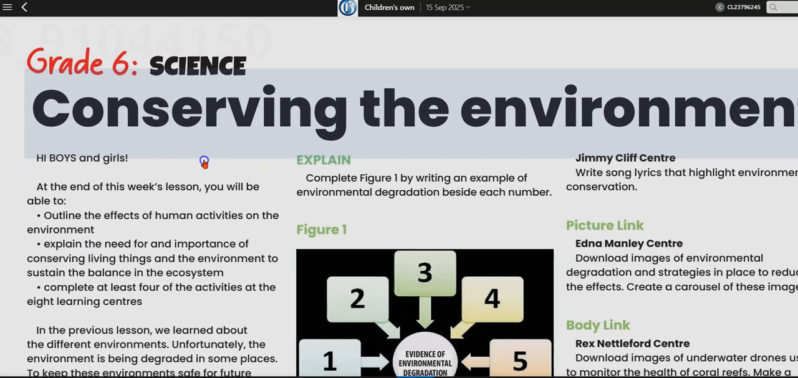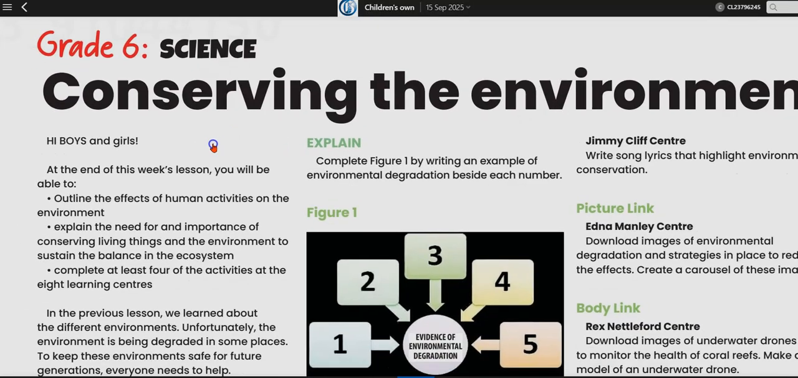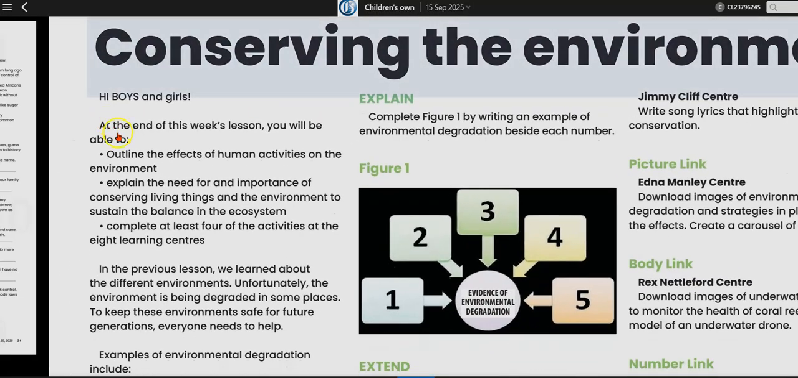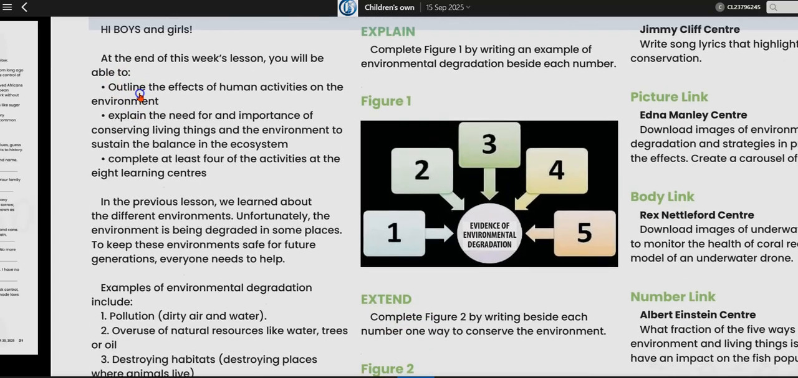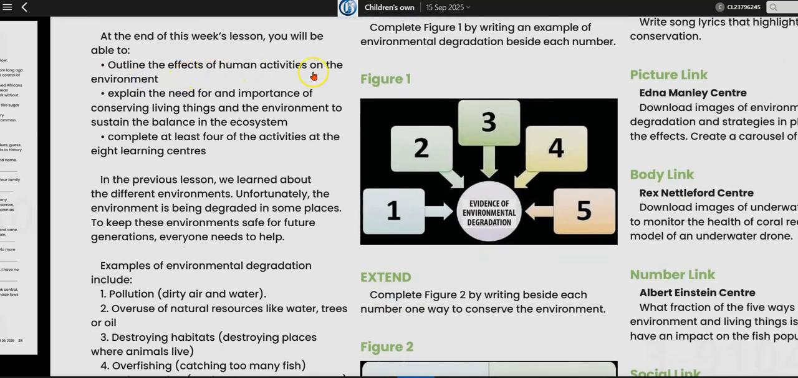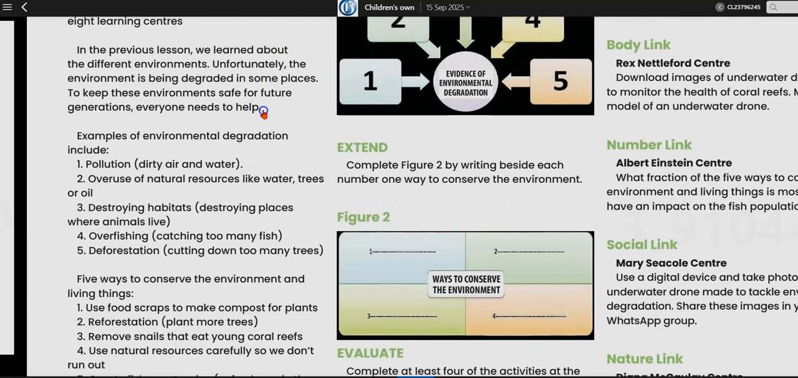So, in this episode, we're looking at science: conserving the environment. Hi, boys and girls. At the end of this week's lesson, you will be able to outline the effects of human activities on the environment, explain the need for and importance of conserving living things and the environment to sustain the balance in the ecosystem, and complete at least 4 of the activities at the 8 learning centers.